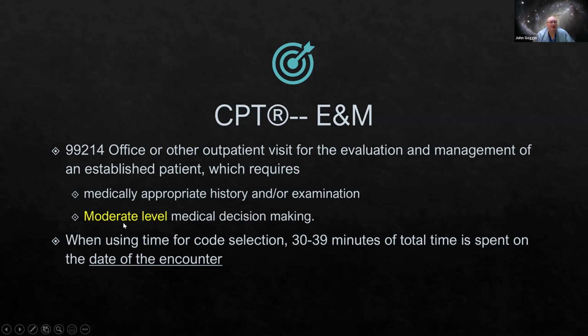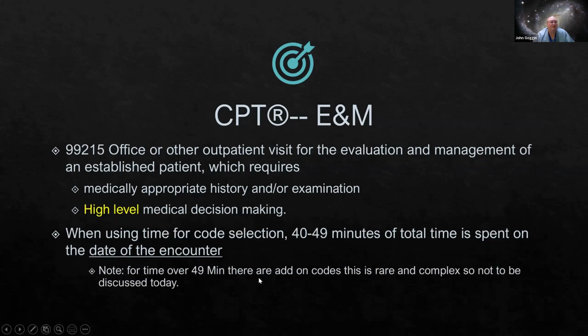Level 4, same thing. I know this is getting repetitive. It's a moderate level of decision making, and again, 30 to 39 minutes on the date of the encounter. And level 5 is where we get to the high level medical decision making. And again, we'll talk about what this low, medium, and high is. A 40 to 49 minute encounter.